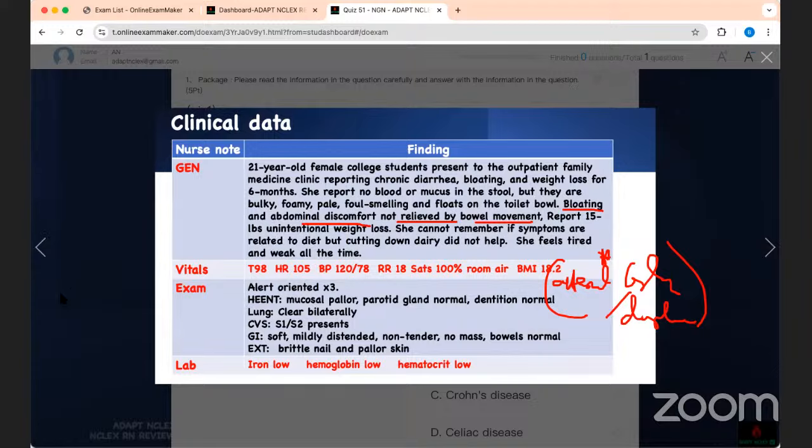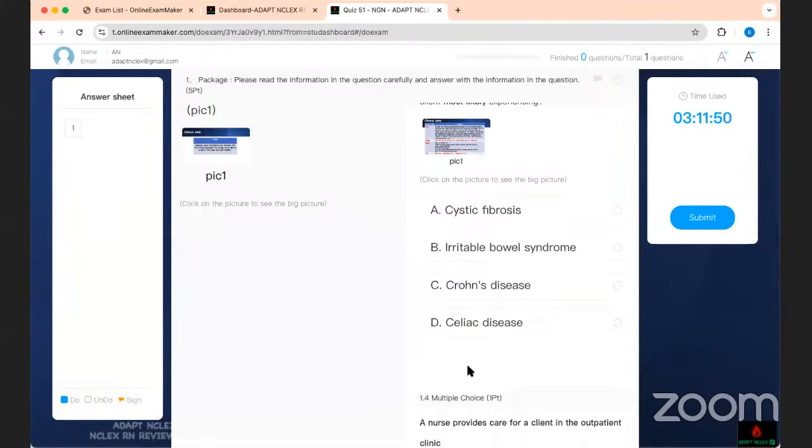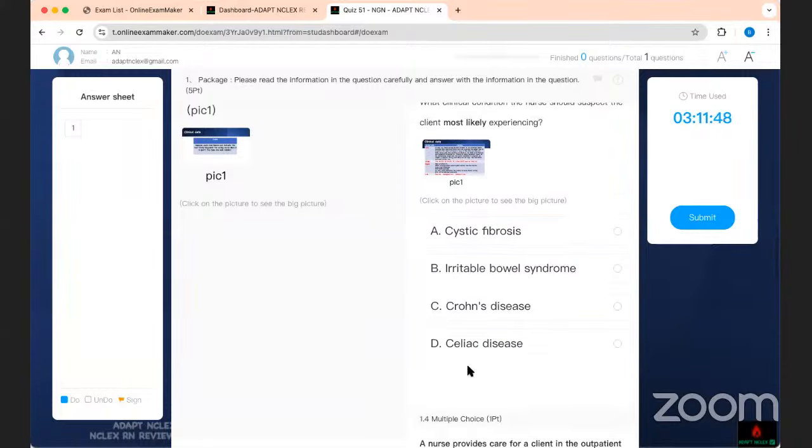So this is not irritable bowel syndrome. I'll give you the answers. These are the possible diagnoses. Is it cystic fibrosis? Is it irritable bowel syndrome? Is it Crohn's disease? Is it celiac disease? It cannot be diverticulosis either. There's no evidence of diverticulosis.